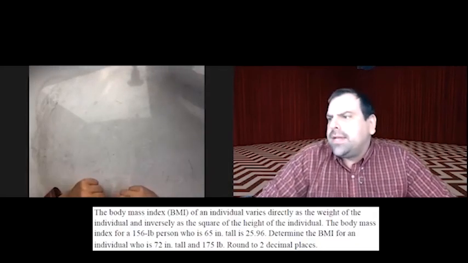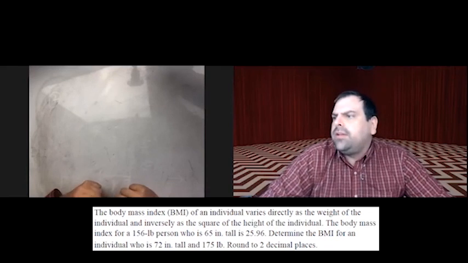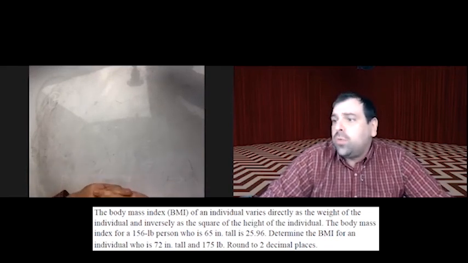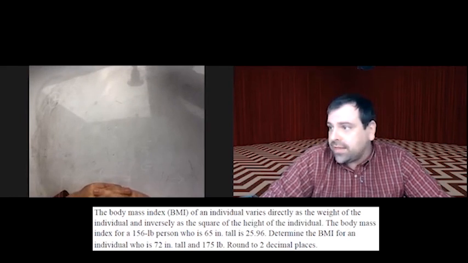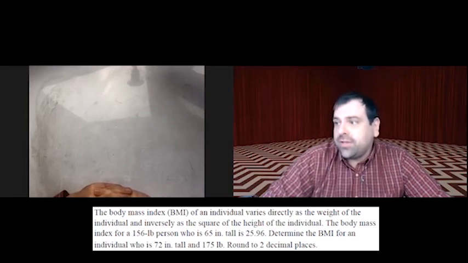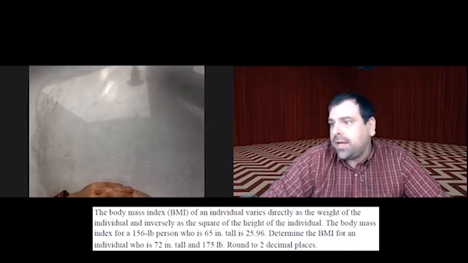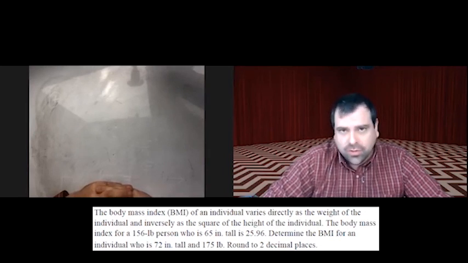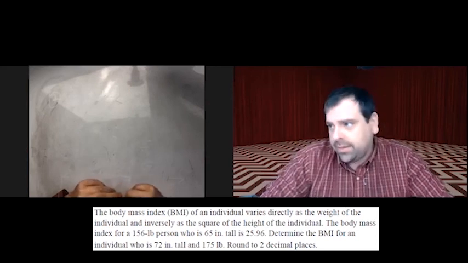The body mass index, BMI, of an individual varies directly as the weight of the individual and inversely as the square of the height of the individual. The body mass index for a 156-pound person who is 65 inches tall is 25.96. Determine the BMI for an individual who is 72 inches tall and 175 pounds. Round to 2 decimal places.